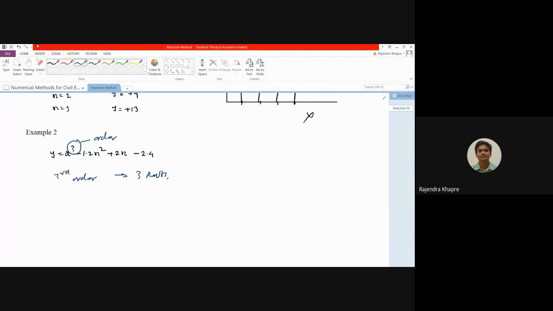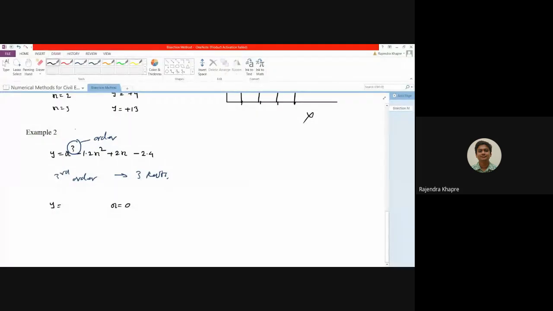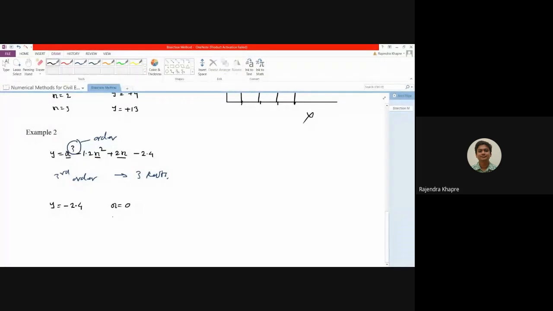So again we are going with some trial and error. Let us find out the value of y when x equals 0. In this equation if you substitute x as 0, here 0, here also 0, here also 0, so you are going to get y as minus 2.4. Now let us substitute the value of x as 1. Can anybody tell me what will be the value of y? Anybody?